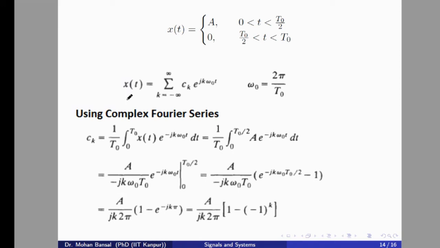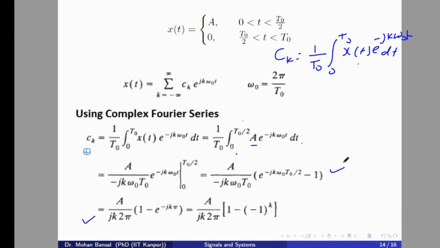We can expand this signal in the complex Fourier series, and we know c_k is nothing but 1 divided by T0, integration from 0 to T0, x(t) e^(-jkω0t) dt. So x(t) is defined as A between 0 to T0 divided by 2, and it is 0 for T0 divided by 2 to T0. So we'll integrate this function with respect to t with limit 0 to T0 divided by 2, and x(t) is A here. If you solve this, you will get this expression.